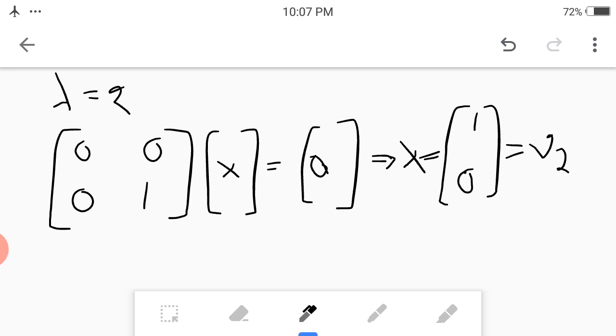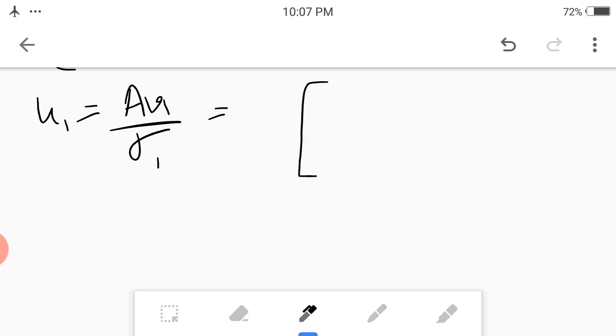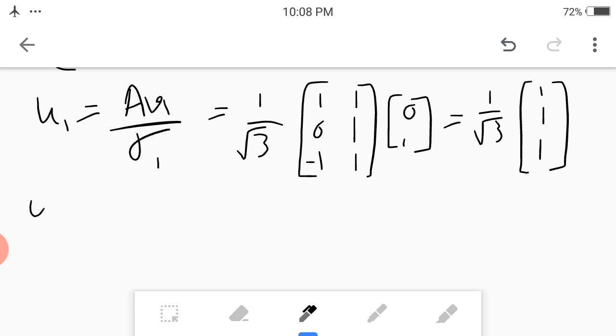Now let's find u1, u2 and u3. Why u3? Because it's 3 cross 3. U matrix is a 3 cross 3 matrix. So let's start finding u1, that is A v1 by sigma 1. A v1 is given by your original matrix 0 1 minus 1 1. What is your v1 matrix? 0 1. What is your sigma? 1 by root 3. Remember, lambda 1 is 3 is equal to sigma 1 square. So sigma 1 is root 3. So you end up with 1 by root 3, 1 1 1. This is your u1.